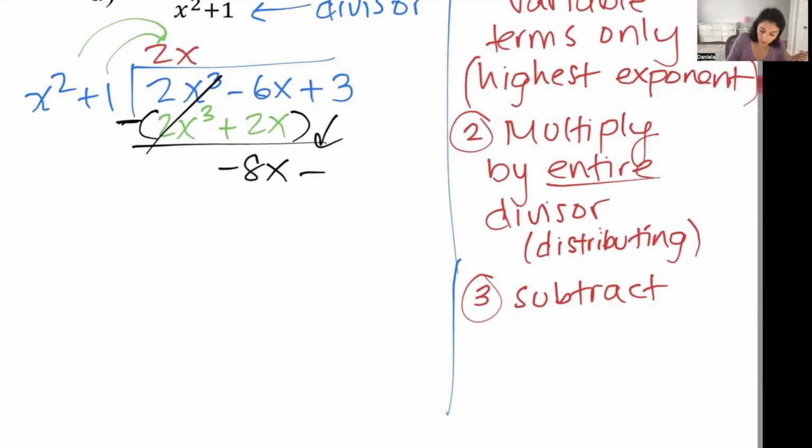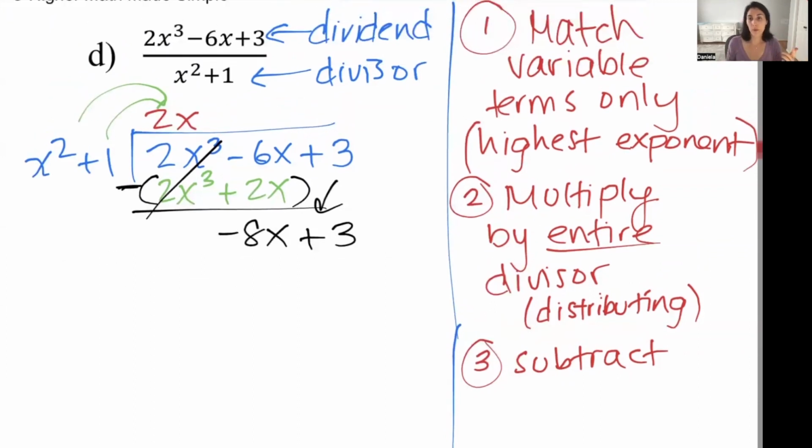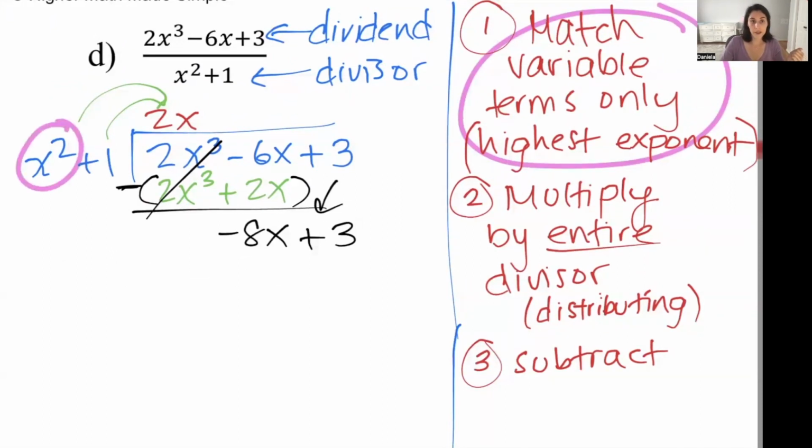Okay, now you're going to drop down the plus 3. So this is where we're at. Now we have to figure out, can I repeat this process again? Okay, so again, let's go back to the first step. The first step is we want to match. So can I multiply x squared times anything to get to negative 8x? And the answer is no, okay? Because the degree is 1 smaller than the divisor, right? This degree is 1, that degree is 2. There's no way that can happen. So when you end up getting something that's 1 less, you're definitely done. So we can't repeat this process again.